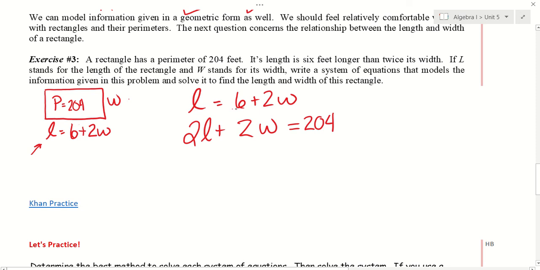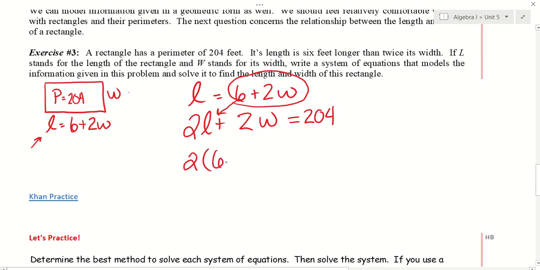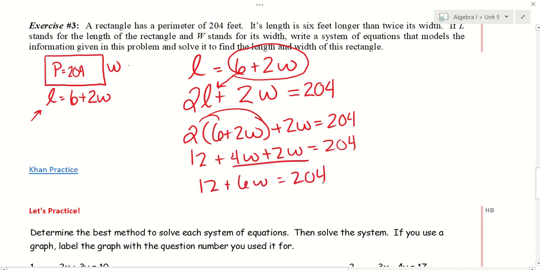I see an L equals. All of this is going into L. What's it look like? 2 times 6 plus 2W, plus 2W equals 204. Distribute. 12 plus 4W plus 2W equals 204. Combine like terms. 6W. SADMAP, get rid of the 12 first. 6W equals 192. Divide by 6. W equals 32. Not done.